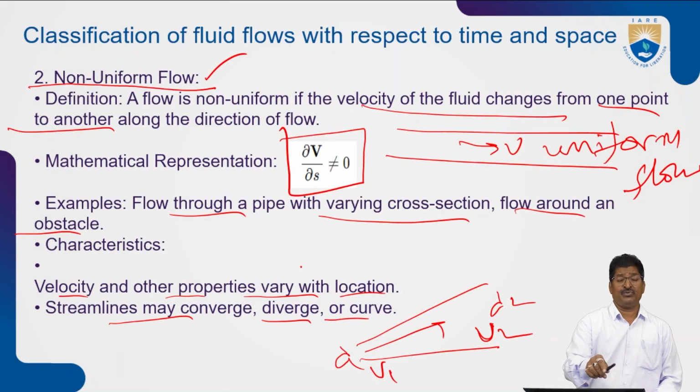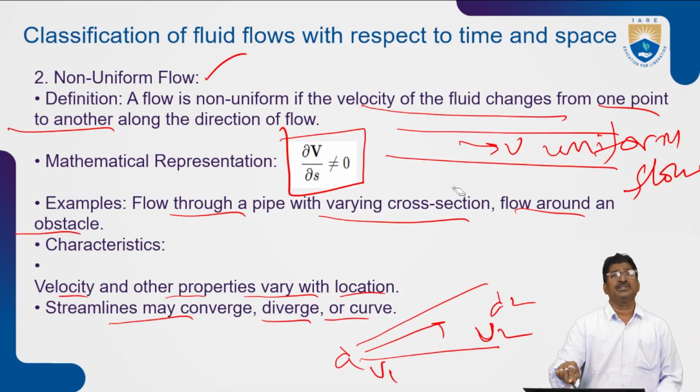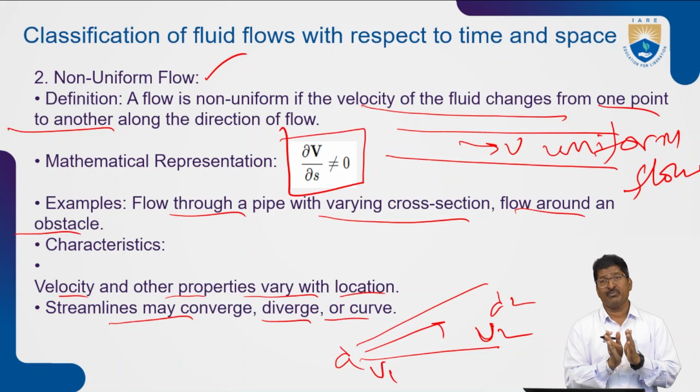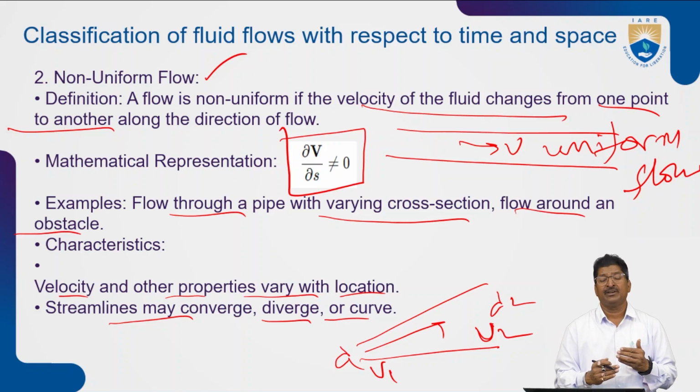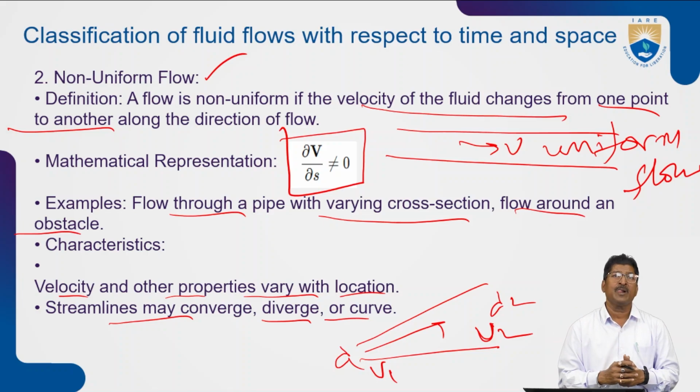Non-uniform flow means at different locations, velocity is different. That means the diameter of the pipe is not the same. If the diameter of the pipe is varying, then velocity will change from one point to another. If the velocity is changing at different locations, that is non-uniform flow. The mathematical representation is dou v by dou s is not equal to 0.